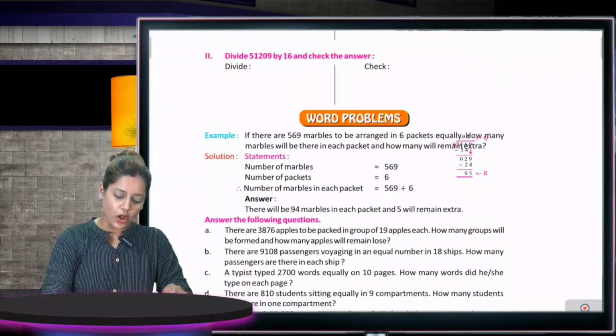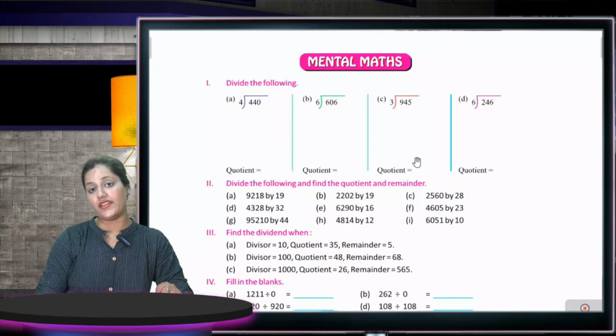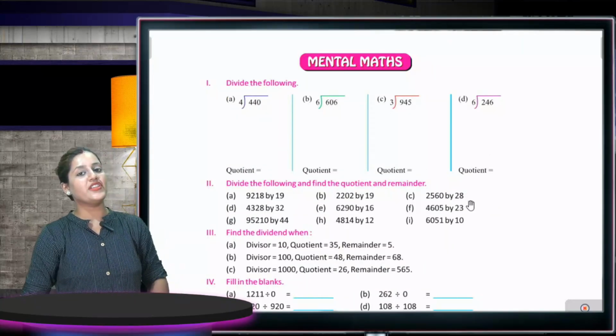Next is your word problems, and last one is your math lab activity and mental math. So this you have to do with the help of a teacher.